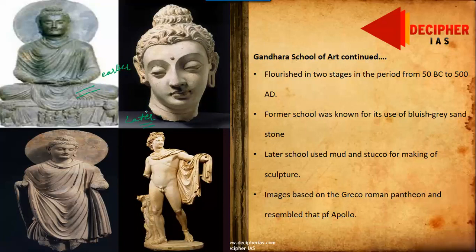In the later period, they used mud and stucco for making sculptures. Second, the images of Buddha and Bodhisattvas were based on the Greco-Roman pantheon and resemble that of Apollo. Look at these two sculptures. This is Apollo. This is our revered Buddha.